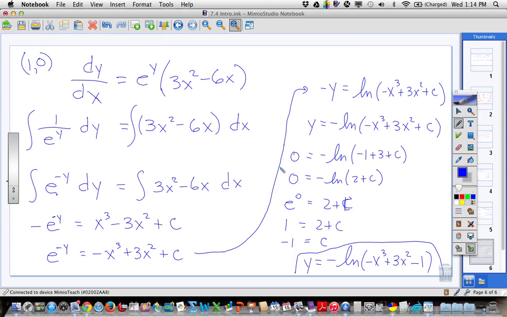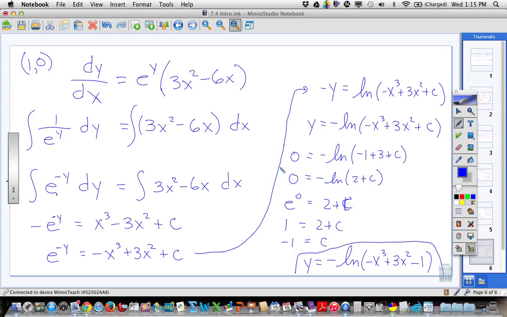Now I went ahead and put in my initial condition. So I put my 1 in for x, my 0 in for y. I ended up with this, but then I had to solve it, so I had more work than if I had just done it back here. So keep that in mind. Sometimes when you do the antiderivative of both sides, put your initial condition in before you solve for y. Sometimes it's easier to find the c.